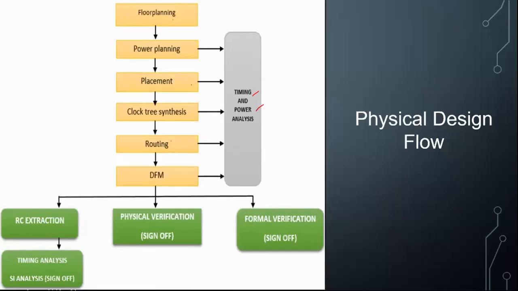After that I can do the power planning. The major requirement of power planning is that I have to supply power to each and every corner of my SOC. Then I can go for the placement of the standard cells. Standard cells are nothing but our AND gates, OR gates, our flops. So those standard cells we have to place inside the given boundary.